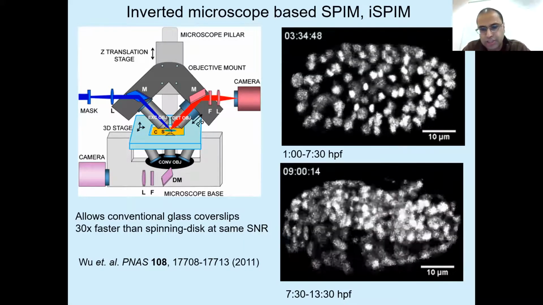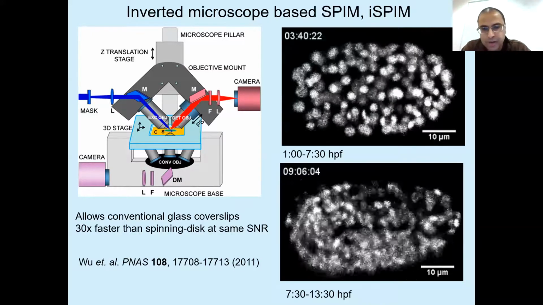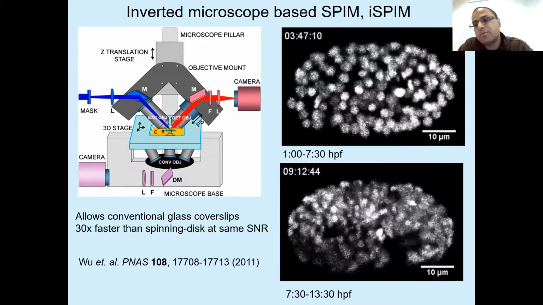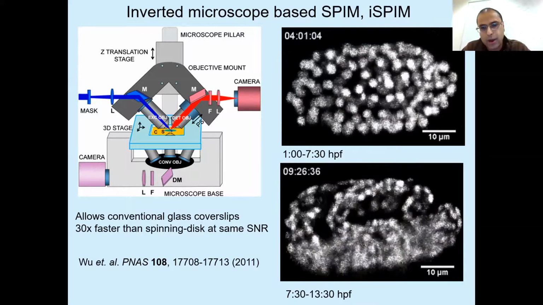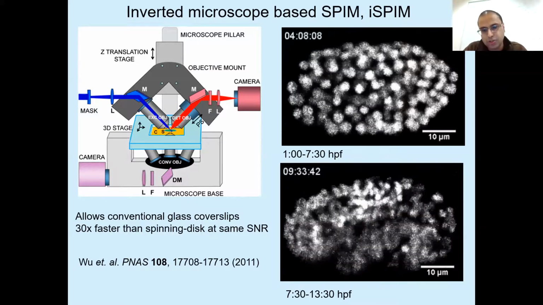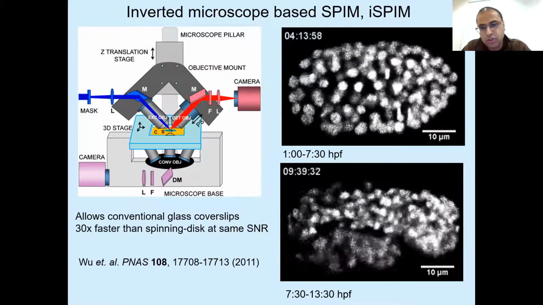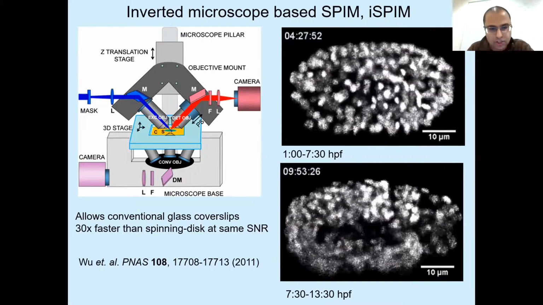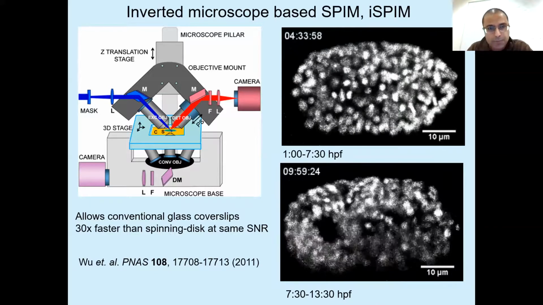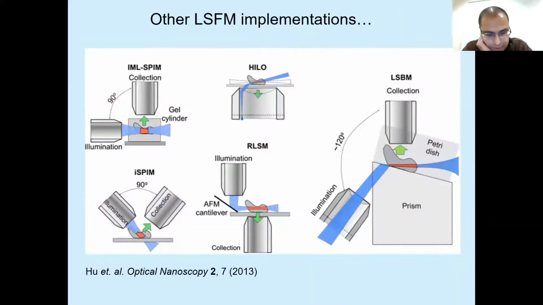We've since improved the images, but I think the point is still made that you could image many, many more volumes than a spinning disk microscope without killing the embryo. The embryo actually hatched after continuous imaging, one volume every 2 seconds, for many hours. And so again, just another implementation of light sheet microscopy. You're really only limited by your creativity and how you build these microscopes, right?